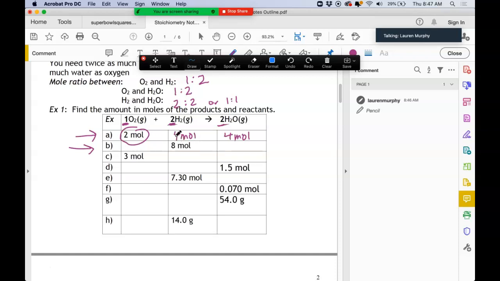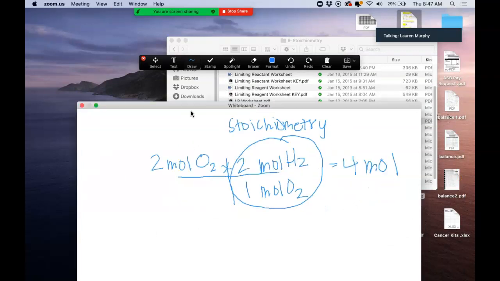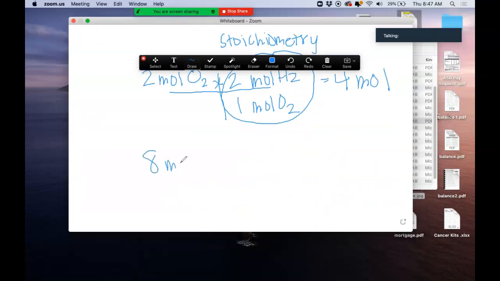Part B says you have 8 moles of hydrogen gas. So the easy one to do is if this is a 2 to 2 ratio, whatever you have here is the same as you have here. So this is 8 moles, this is 8 moles. Let's look at that mathematically. Okay, I have 8 moles of hydrogen. Why? Because the problem says so.